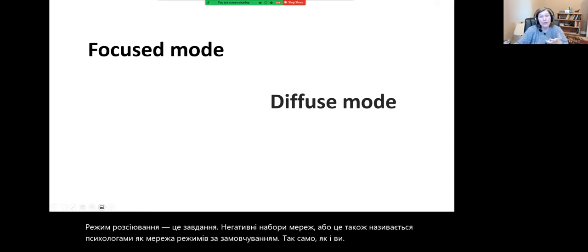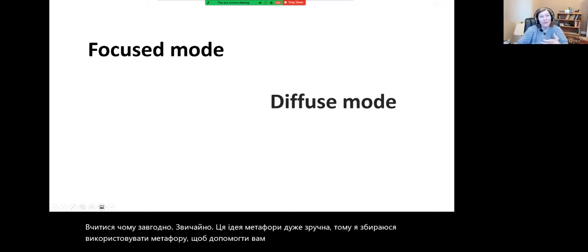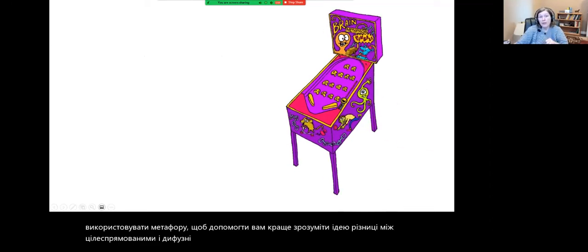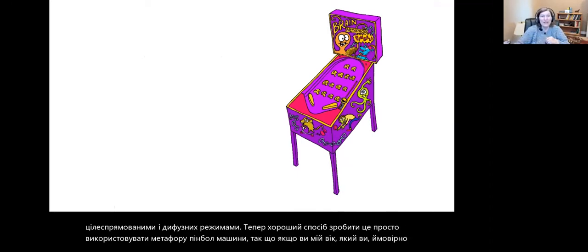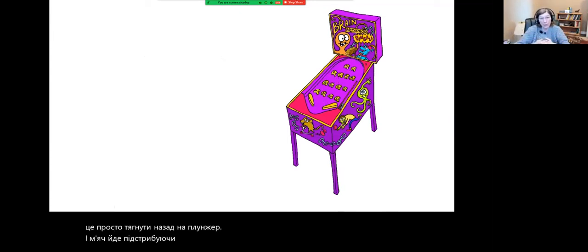So as you are learning anything, of course, this idea of metaphor is very handy. So I'm going to use a metaphor to help you better understand the difference between focused and diffuse modes. Now, a good way to do that is simply to use the metaphor of a pinball machine. If you're my age, which you are probably not, you might remember how a pinball machine works. All you have to do is pull back on the plunger and a ball goes bouncing around on the rubber bumpers, and that's how you get points.